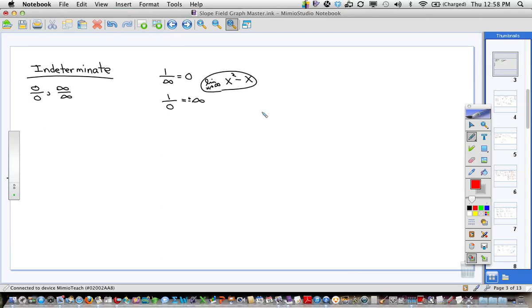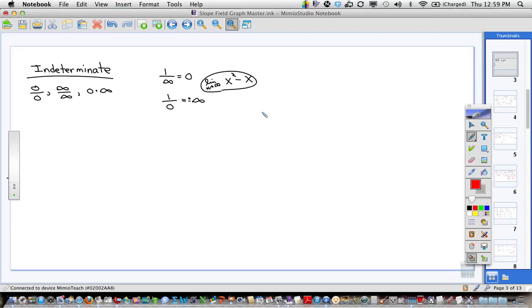Infinity over infinity is 1. That's not right. We just talked about that. It depends on if it's getting bigger or not. And then the last one is really interesting. As a matter of fact, I'm going to add that to my list of indeterminate forms: 0 times infinity. Okay? So I want you to think of this a minute.